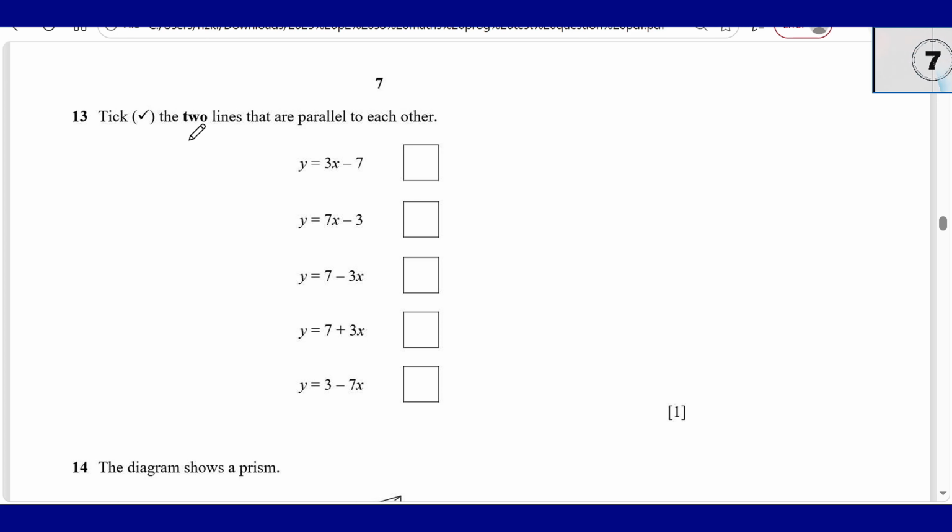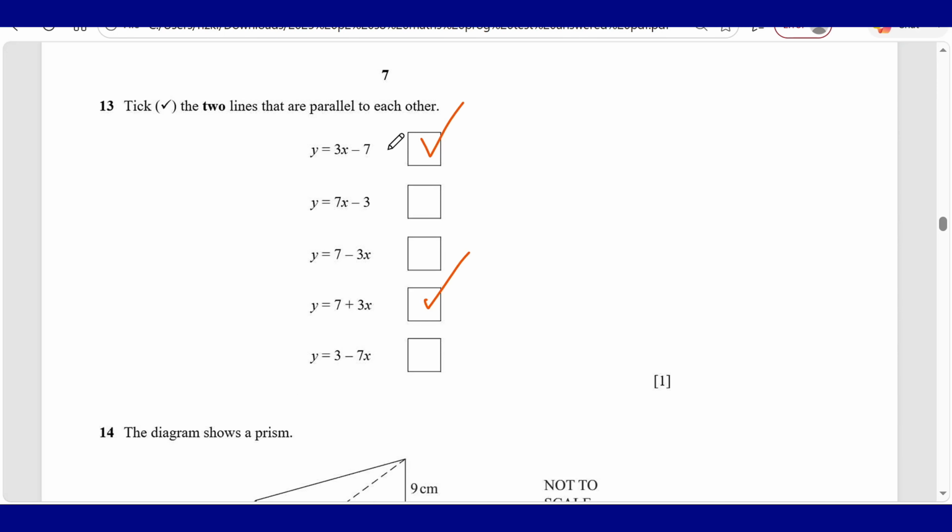Now we are in question 13. Take the 2 lines that are parallel to each other. Alright, when the timer returns to 0, we'll reveal the answer, guys. Okay, let's check it out. If you need some more time, you might pause this video.